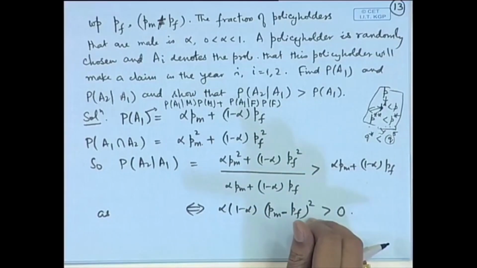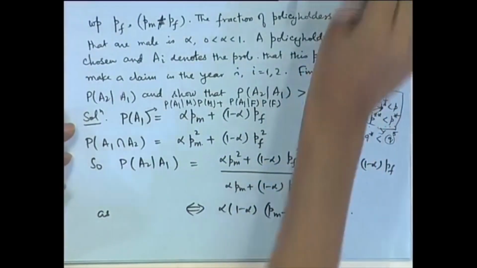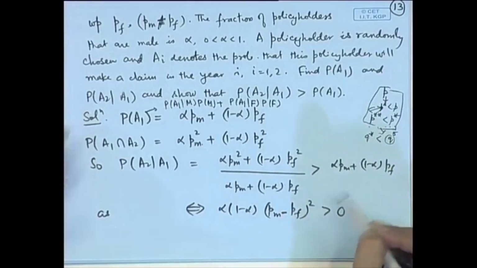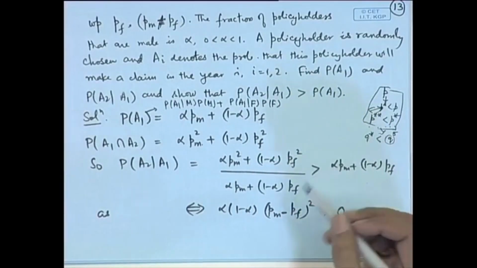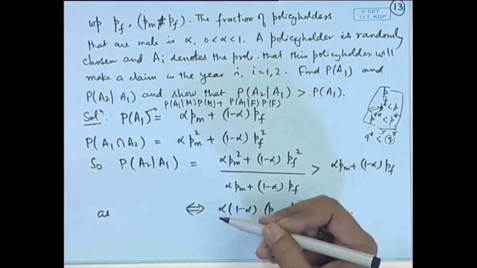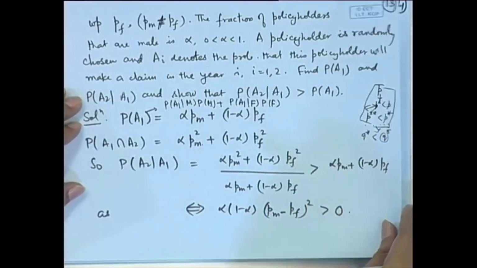However, P m equal to P f simply denotes that it does not make a difference where you are choosing from. That means, both have the same probabilities of, say, either defective or non-defective, or making a claim or not making a claim. So, in that case the phenomena will not change the probability, because here the effect is coming from the fact that the person makes a claim. So, that means he is more accident prone. So, that is why he should have a higher probability in the next year.